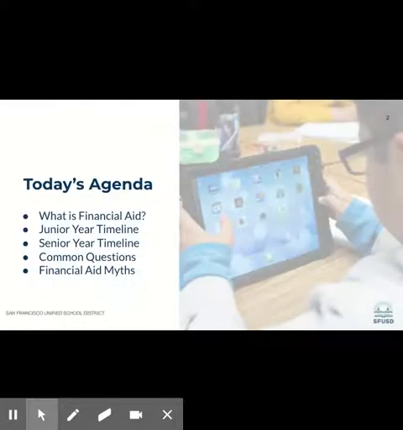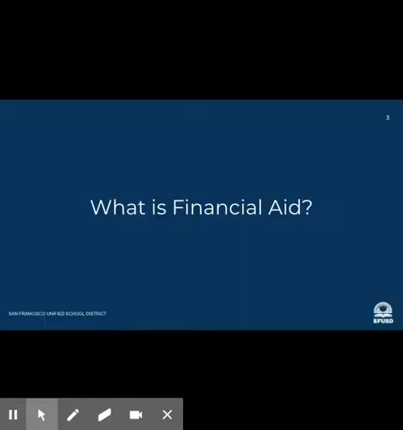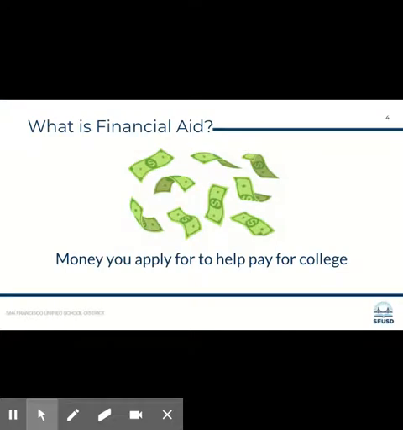Today, you will learn more about what financial aid is, a timeline for what you should do during your junior and senior years, some common questions that may come up, and some false myths about financial aid. So starting with, what is financial aid? Financial aid is a broad term used to describe the money that you can receive to help pay for college.